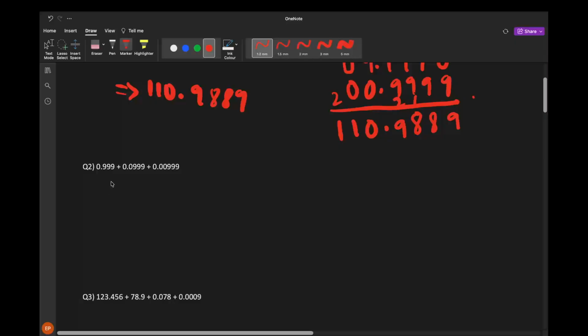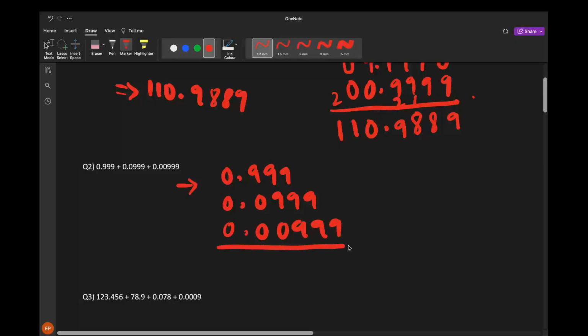Pause the video and try to solve it. Okay, we'll solve now. 0.999, 0.0999, 0.00999. Why am I taking these types of examples? In many competitive exams they will try to trick us by giving such questions. So if you align them properly, then the addition is nothing.